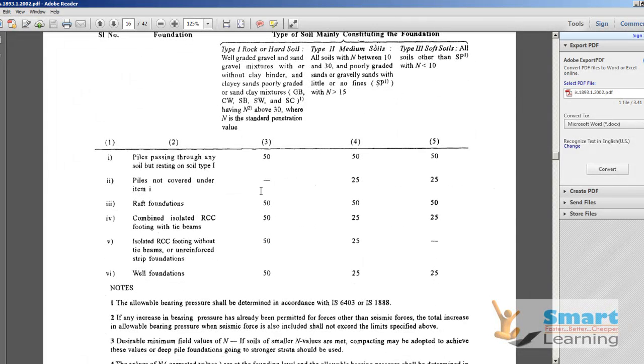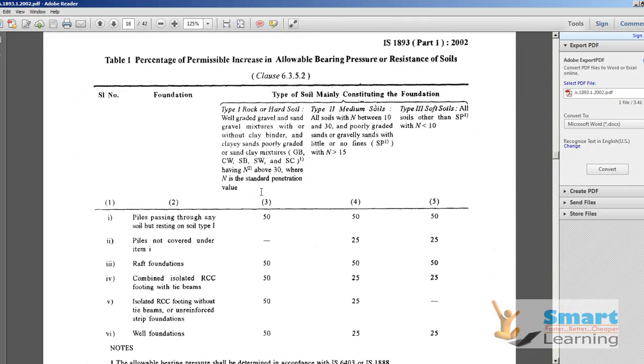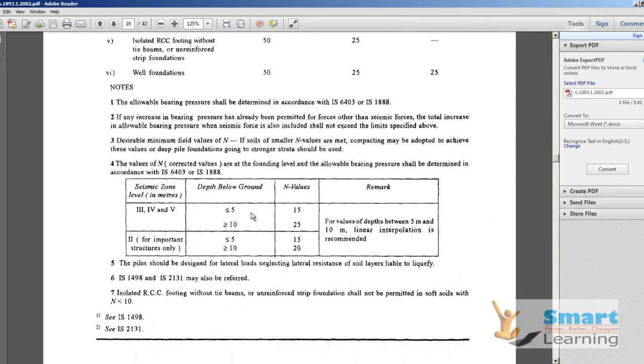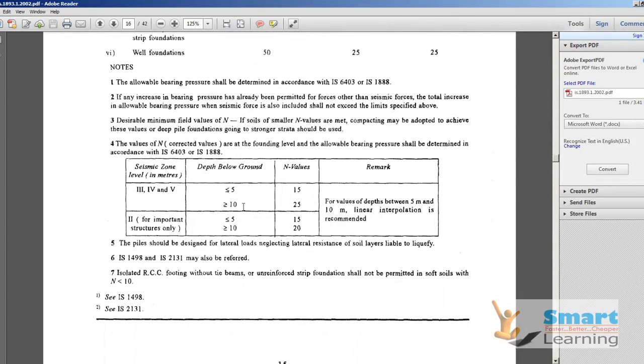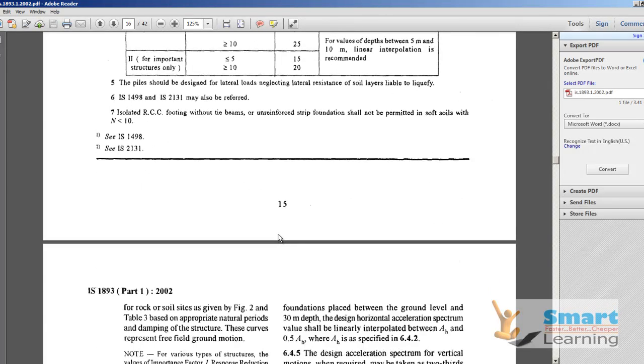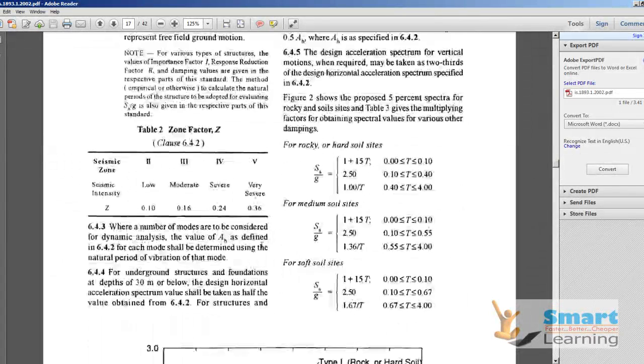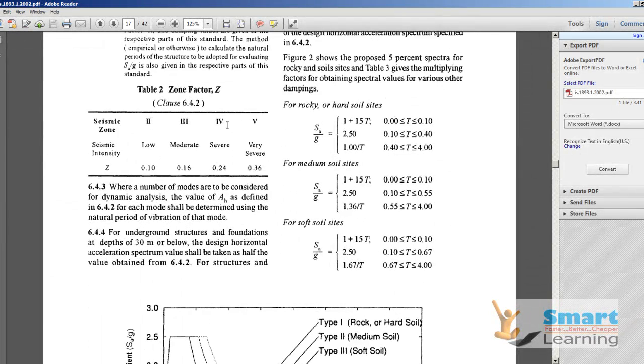And here you can see, for different structures, the percentage of permissible increase in allowable bearing pressure or resistance of soils. And for different zones you can see the depth below ground is mentioned here, and the net value which is coming, that also is mentioned, and a remark is given for values of depths between 5 meter to 10 meter. Linear interpolation is recommended during the analysis. And this is the zone factor. These are all configured inside the Staad engine.